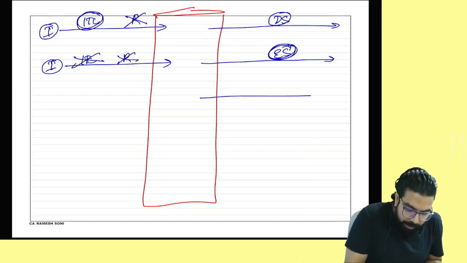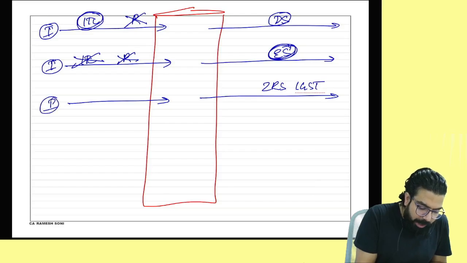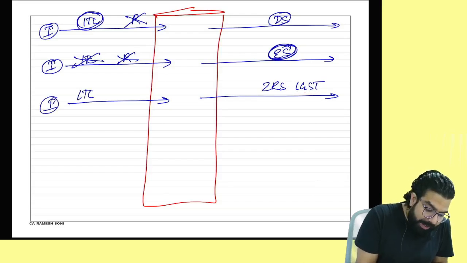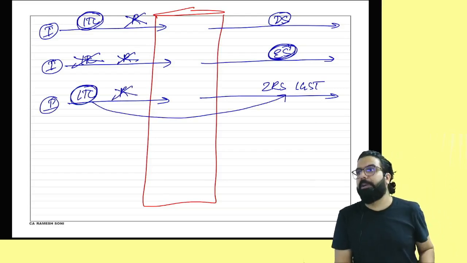The next one, I am making zero rated supply on IGST payment. My question is, for inputs or input services, will I get ITC? Yes. Will I get a refund? No. Why? I should use it to make my IGST payment.